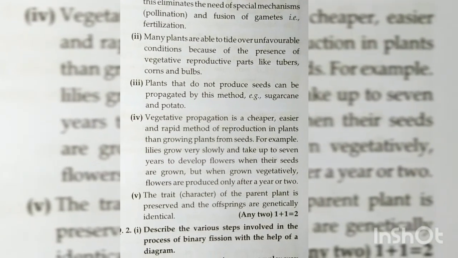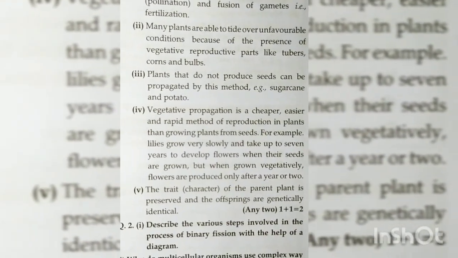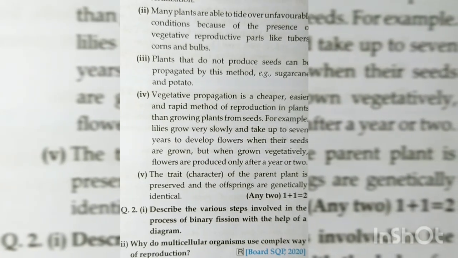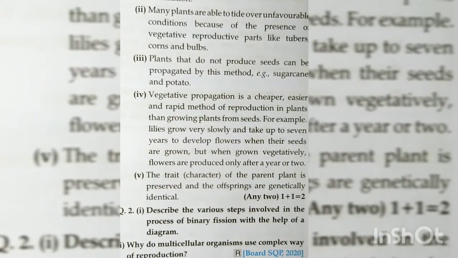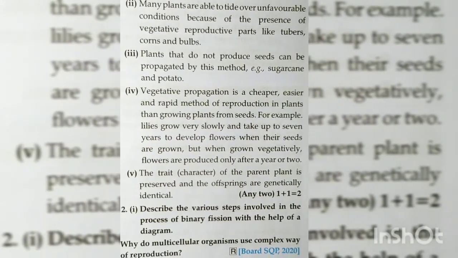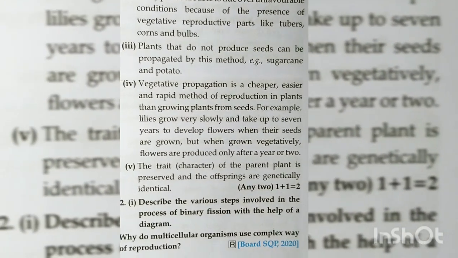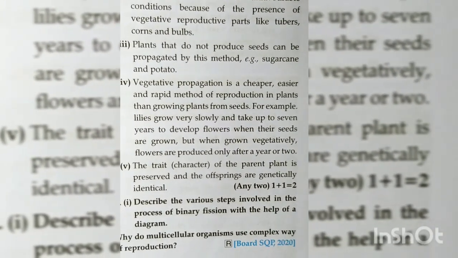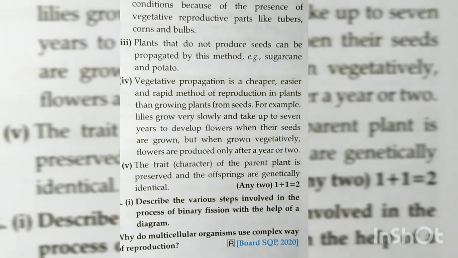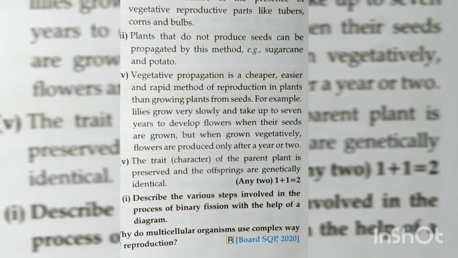Now, talking about the third point, plants that do not produce seeds can be propagated by this method, for example, sugarcane and potato. Now, the fourth point, as I have discussed, is that it is an economical, affordable method. It is cheaper, easier and a rapid method of reproduction in plants than growing plants from seeds, because seeds are very expensive. For example, lilies grow very slowly and take up to 7 years to develop flowers when their seeds are grown, but when grown vegetatively, flowers are produced only after a year or two.